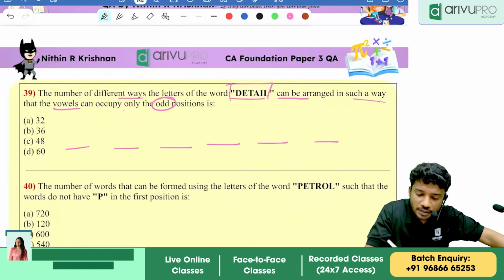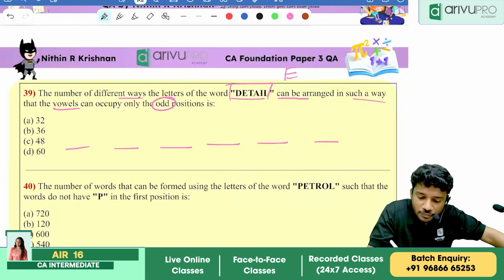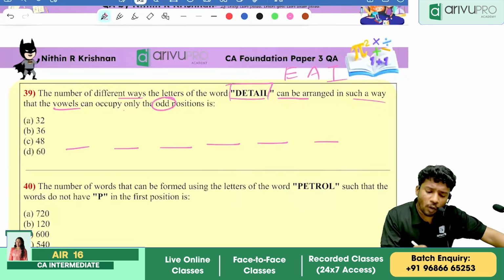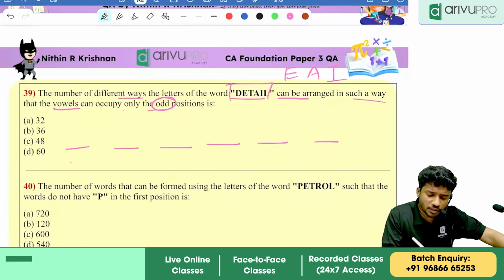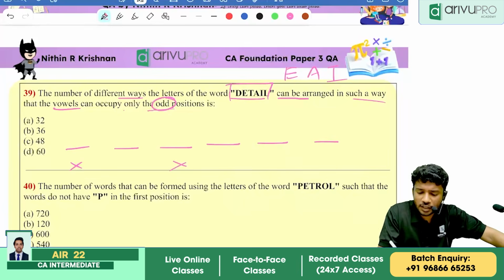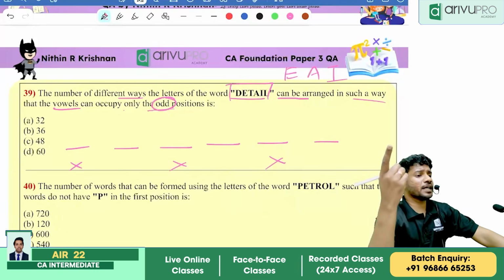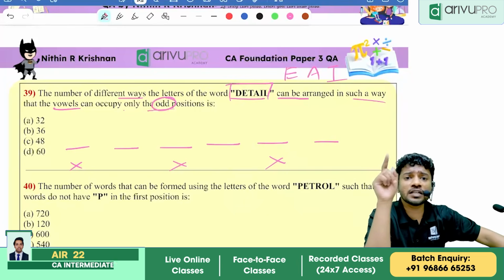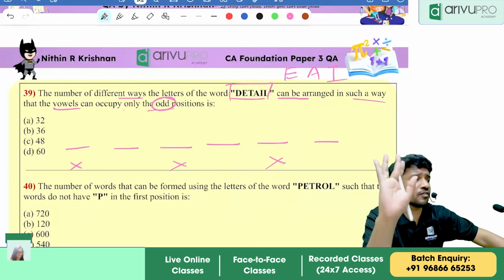How many vowels are there? E is there. A is there. I is there. So what is the condition? Vowels should occupy odd positions. Which are the odd positions? This one, this one, this one. Can it be repeated or not? It cannot be repeated. Unless they mention it can be repeated, we will take it as not repeated.